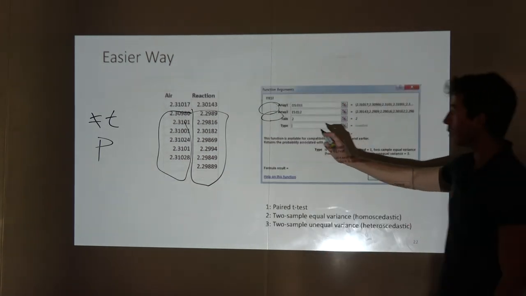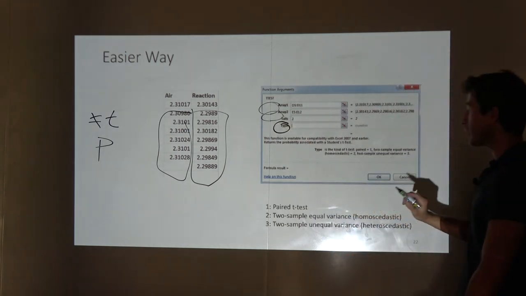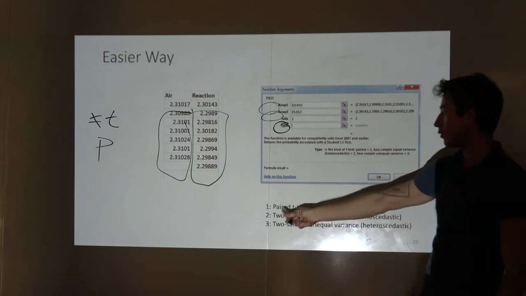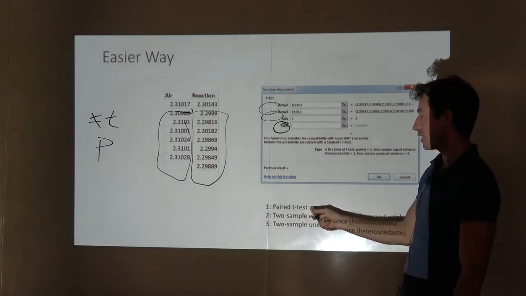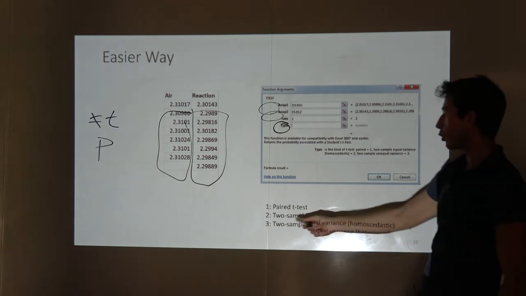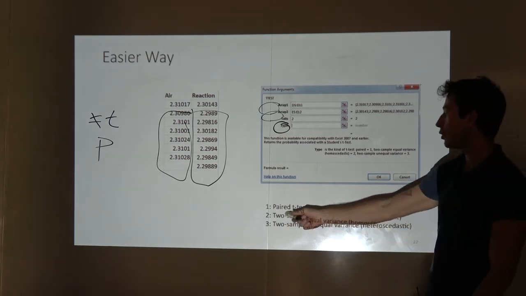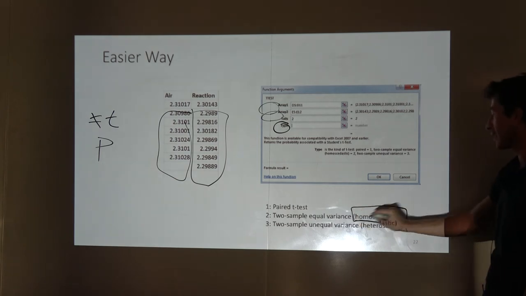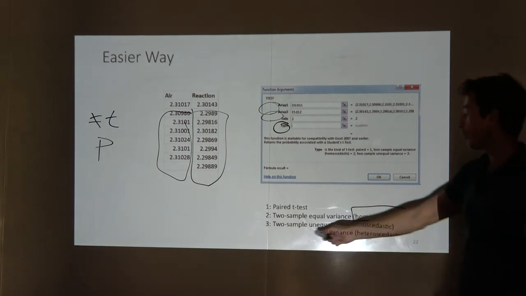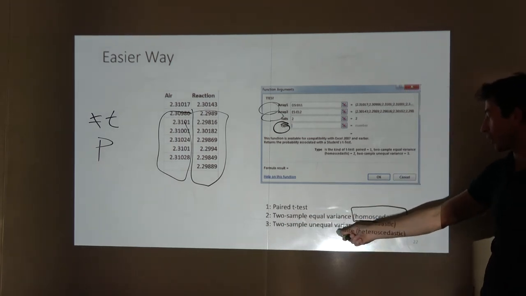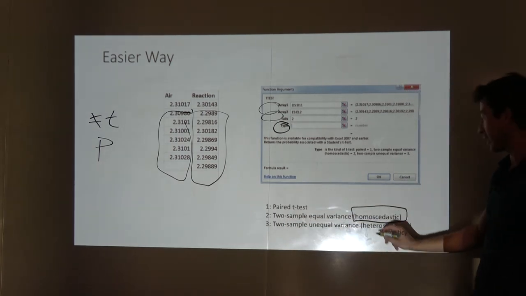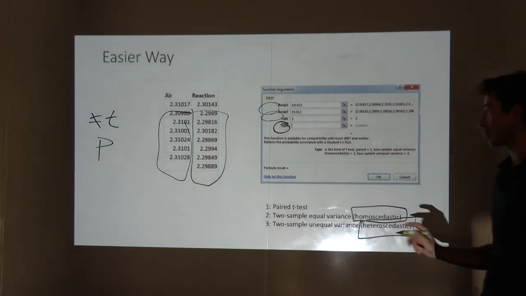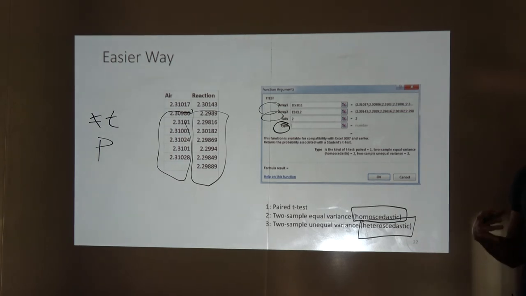And then this next one is called type. This can be somewhat tricky. So here are the instructions. I know you couldn't read it. If you put in a one, it makes it a paired t-test, and we'll talk about that next. If you put in a two, it's going to be two samples with equal variance, which is also called a homoscedastic situation. A three is two samples with unequal variance, or heteroscedastic. Hetero and homoscedastic, those are great words, right?